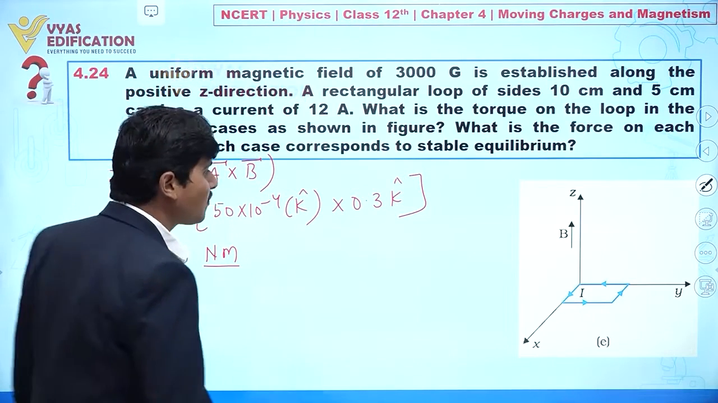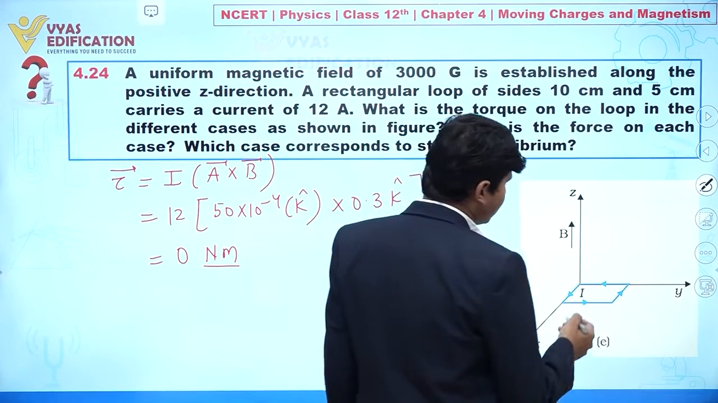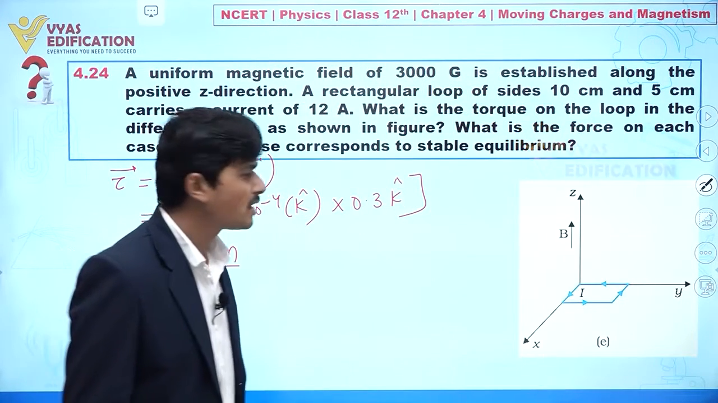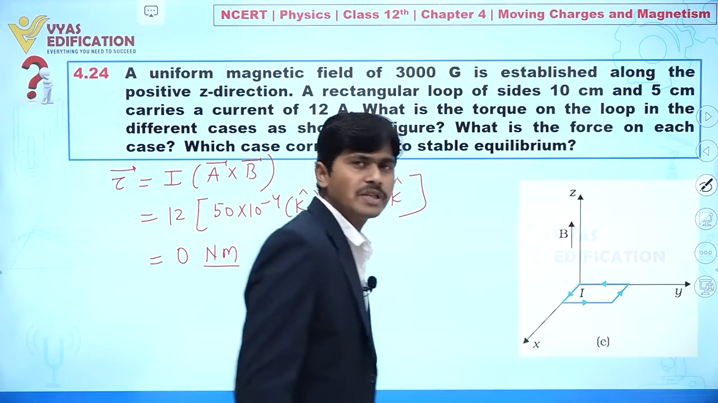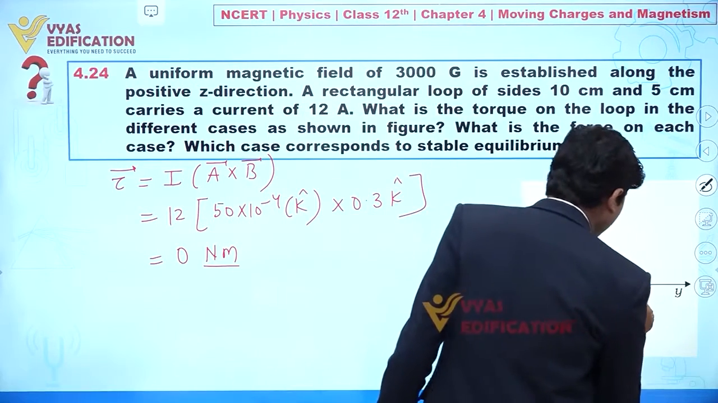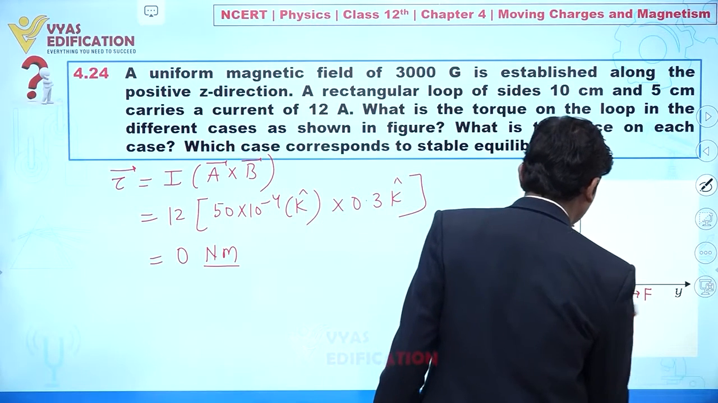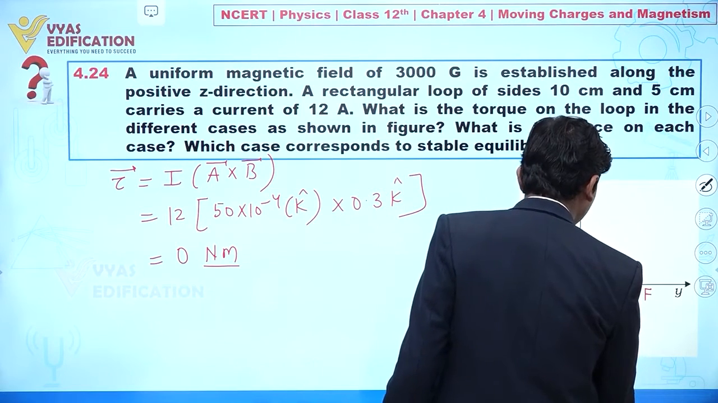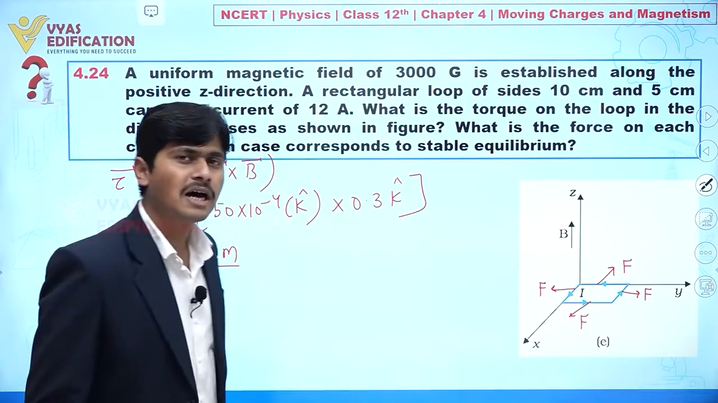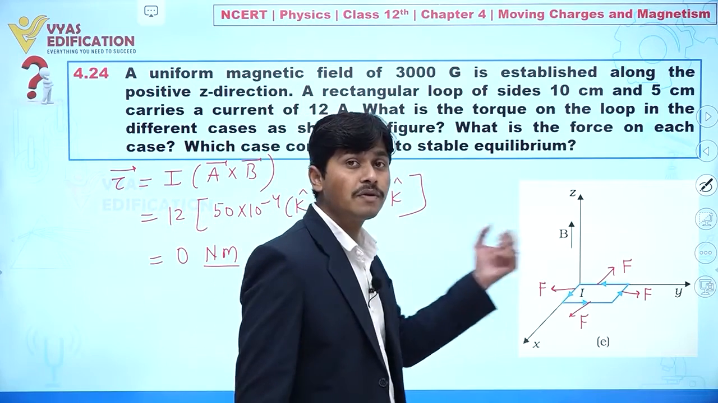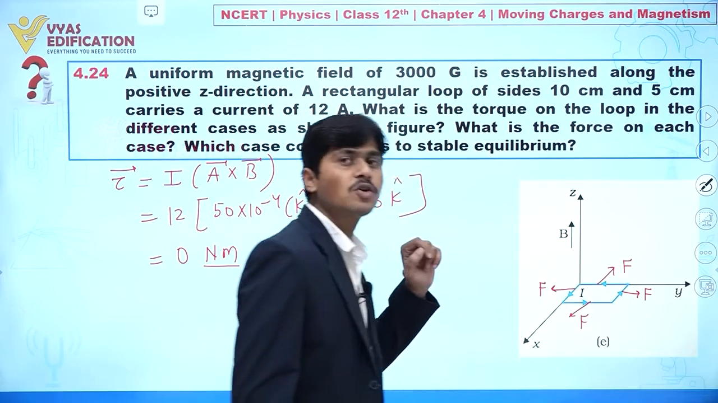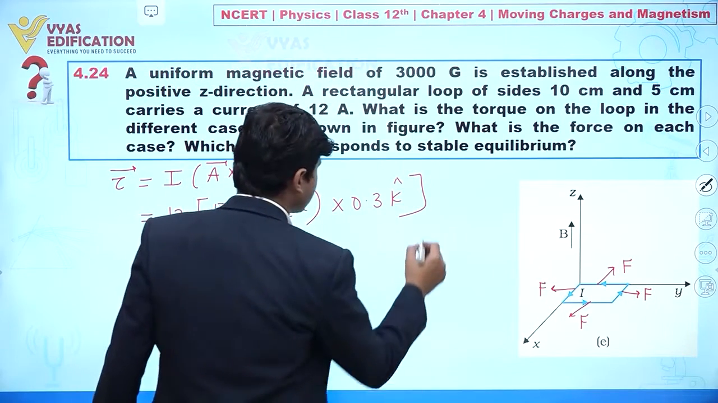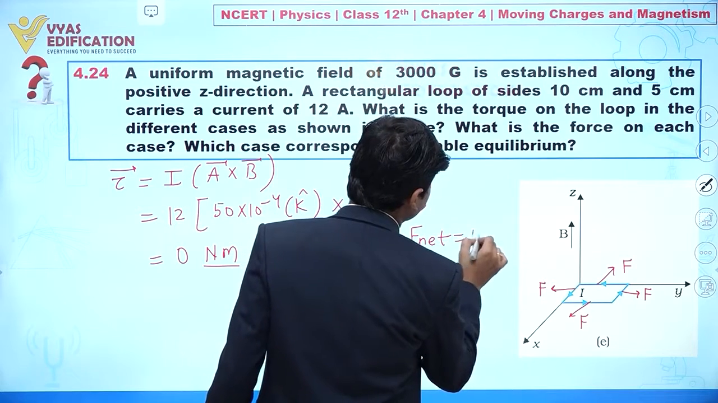Clear? And what about force? Definitely each element of this current carrying loop is perpendicular to this B. Let's suppose the force acting on this wire is in this direction. So on this wire it will act like this, and here the force will act like this. Clear? So if we have a uniform magnetic field and a closed loop, the net force is directly 0.